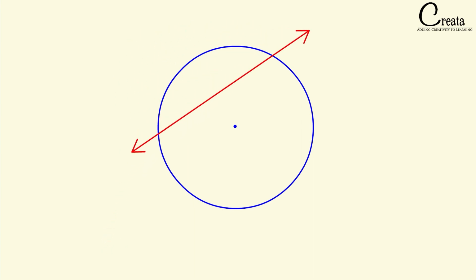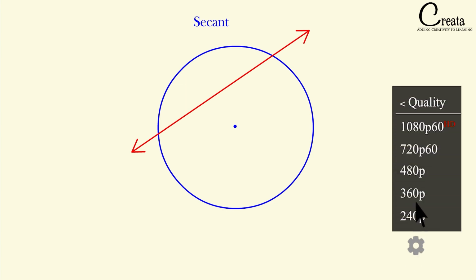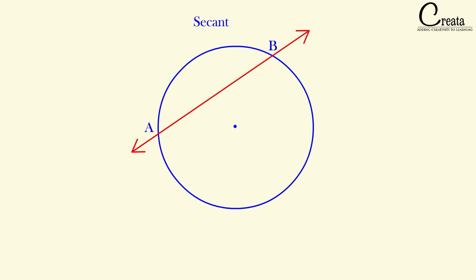In the second case, we have a line segment which is intersecting with the circle. This line segment is called a secant. By definition, a secant is a line segment which intersects the circle at 2 points. If you observe, this line segment is intersecting the circle at these 2 points. So this is a secant.